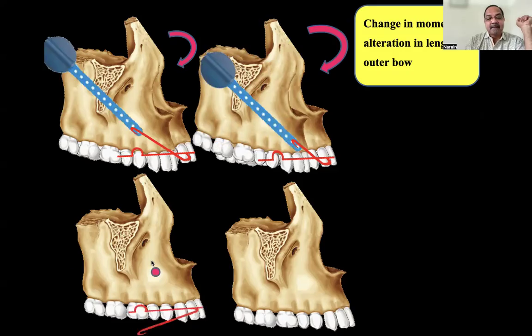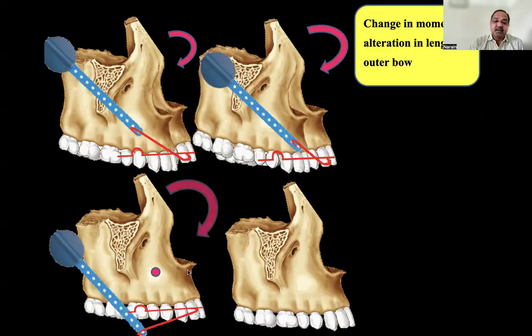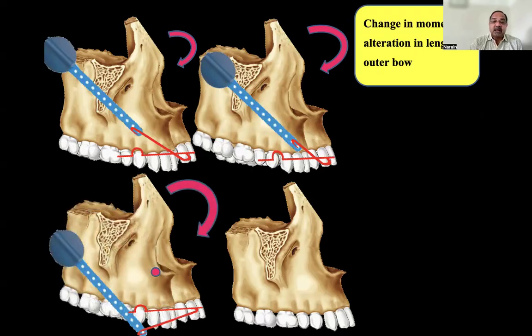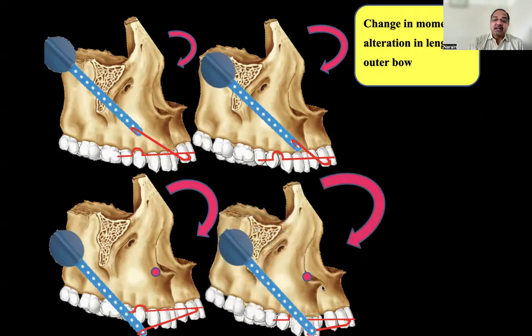Now here, when the forces are traveling below the occlusal plane, that was above the occlusal plane, here below the occlusal plane, you have a larger outer bow. This is the distance to the center of resistance. You will see that there is again a clockwise movement, which is even more larger than this because the distance has increased again. Now I put a short outer bow below the occlusal plane, and here what happens? You're going to have a still larger movement.